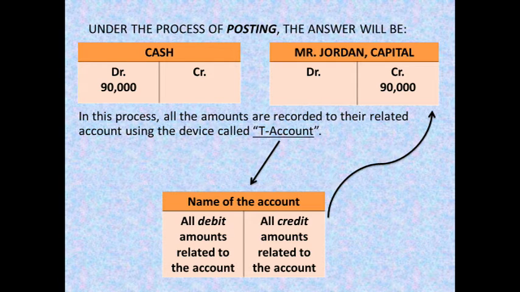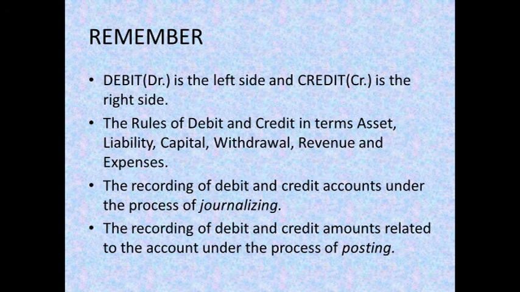T account is used to summarize each account by transferring all debit and credit amounts related to each account recorded. Name of the account is recorded at the top. All debit amounts related to the account are written at the left side of the T account. All credit amounts related to the account are written at the right side of the T account. Remember, debit, DR, is the left side and credit, CR, is the right side.